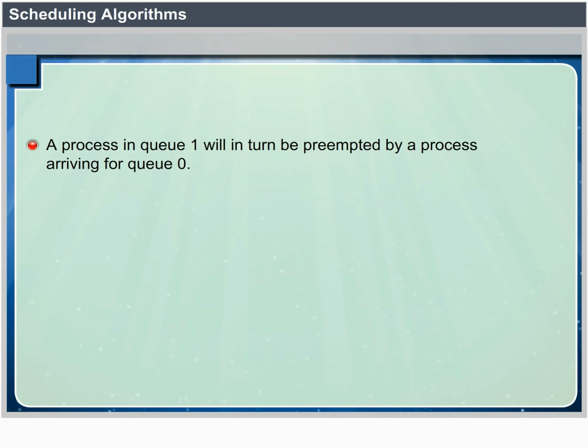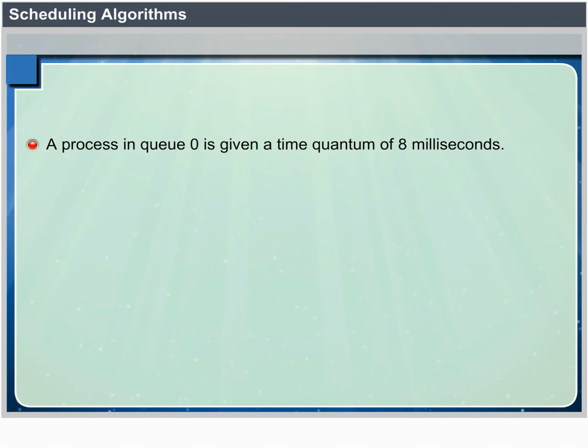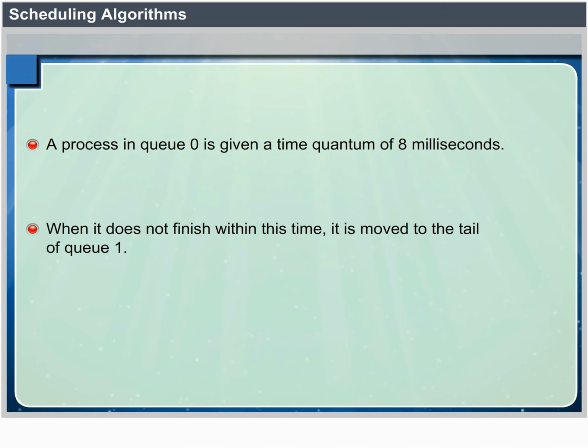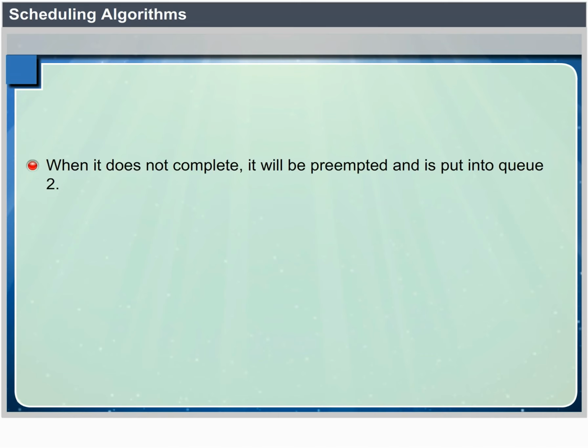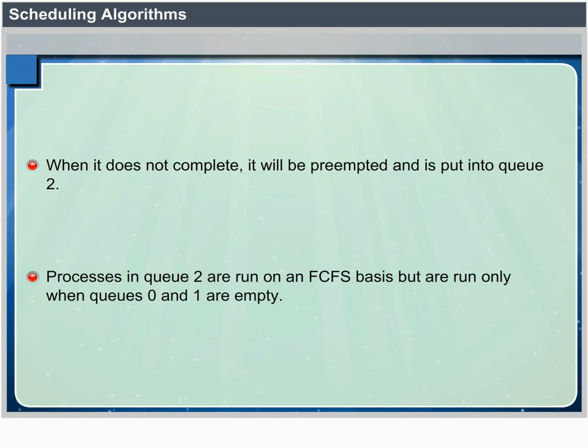A process entering the ready queue is put in queue 0. A process in queue 0 is given a time quantum of 8 milliseconds. If it does not finish within this time, it is moved to the tail of queue 1. If queue 0 is empty, the process at the head of queue 1 is given a quantum of 16 milliseconds. If it does not complete, it is preempted and is put into queue 2. Processes in queue 2 are run on an FCFS basis, but are run only when queues 0 and 1 are empty.